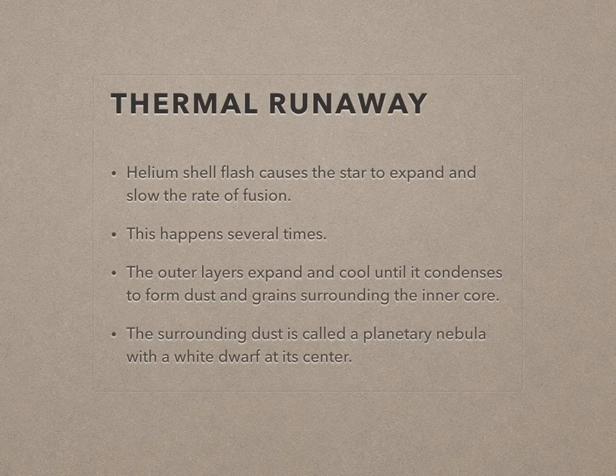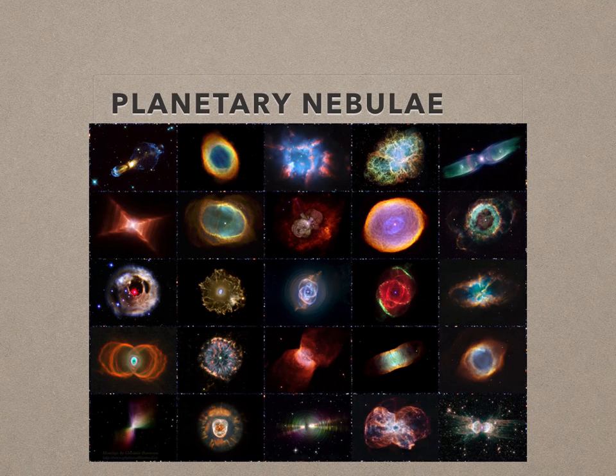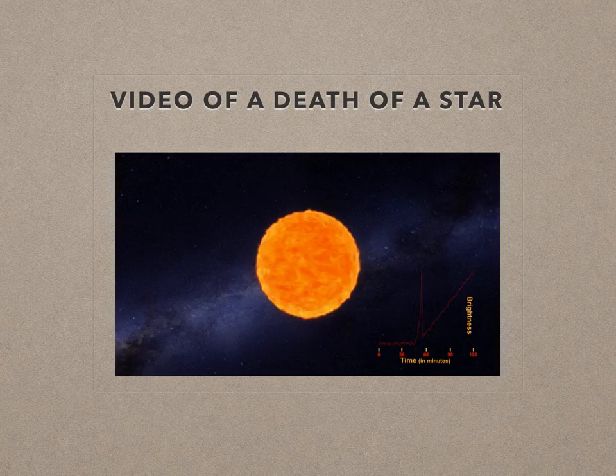Helium shell flash causes the star to expand and slow the rate of fusion. This happens several times. The outer layers expand and cool until it condenses to form dust and grains surrounding the inner core. The surrounding dust is called a planetary nebula with a white dwarf at its center. This is the planetary nebula, and here is a video of a death of a star.